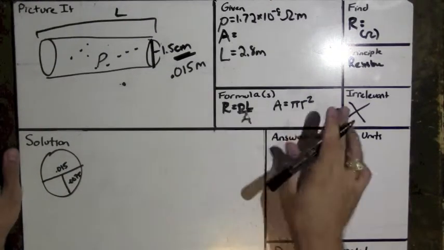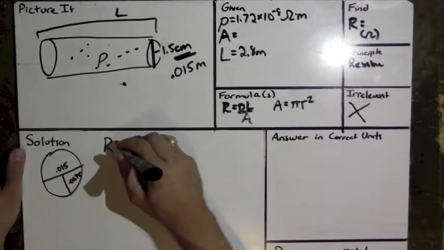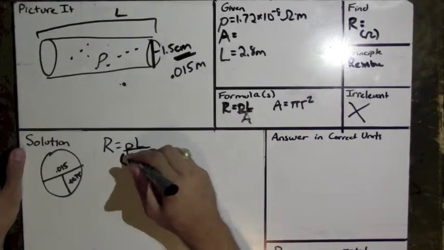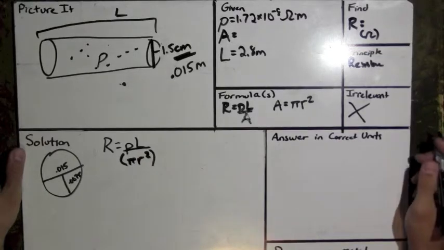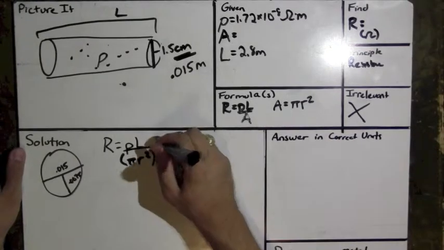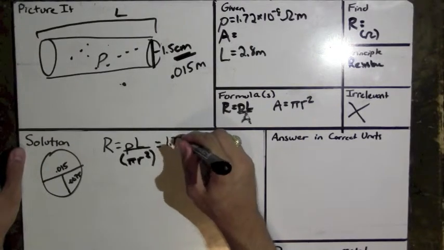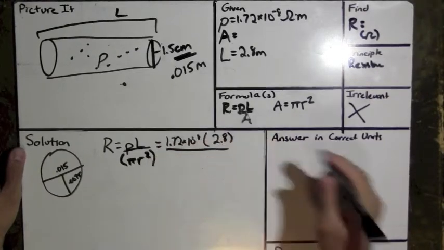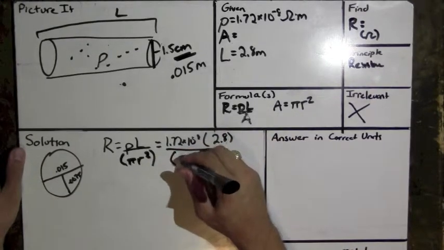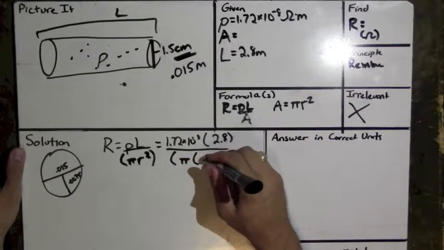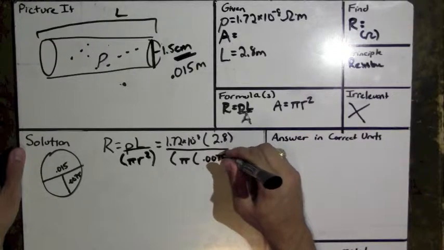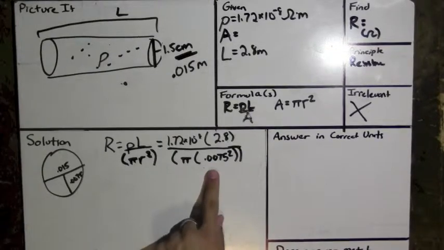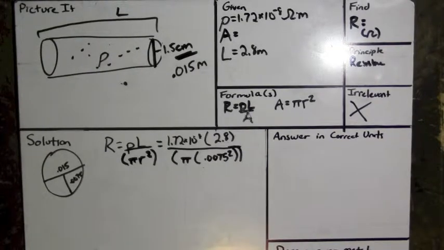So now, I'm going to combine these two into one formula so I can get R equals P L divided by, instead of A, I'm going to write parentheses pi r squared. So now I plug in: 1.72 times 10 to the minus 8th times 2.8 divided by parentheses pi, parentheses 0.0075 squared, close parentheses, close parentheses. The reason why I put multiple parentheses here is only the 0.0075 is squared.